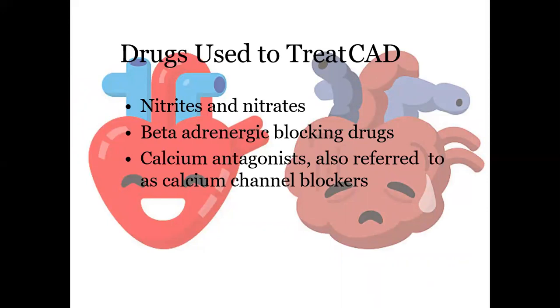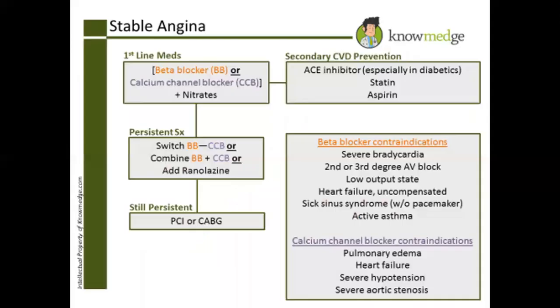Now, these are the types of drugs which are used to treat coronary artery disease. Their classifications are: nitrates, beta adrenergic blocking drugs, and calcium channel blockers, also referred to as calcium antagonists.